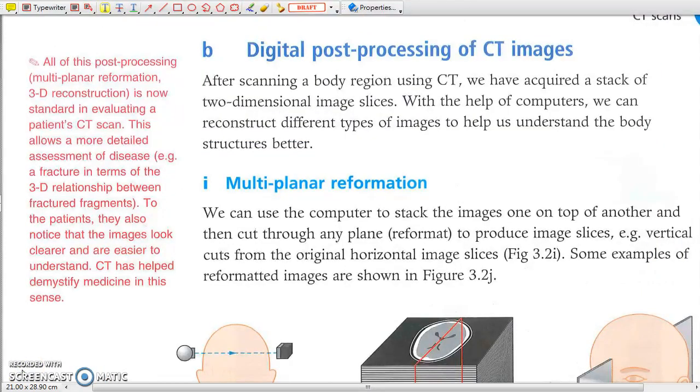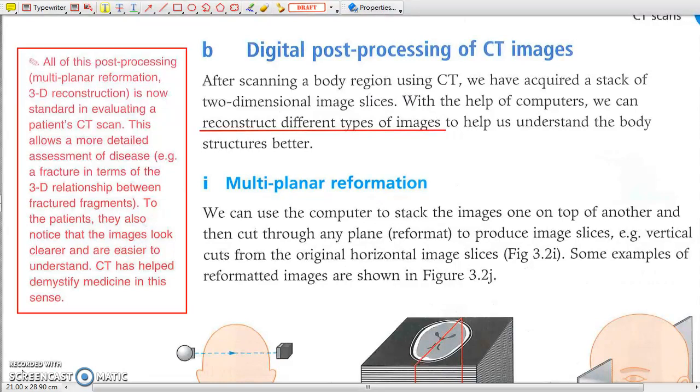B. Digital post-processing of CT images. When the final 3D model is generated from attenuation profiles, the doctors may then manage the 3D model. 1. Multiplanar reformation. To facilitate medical diagnosis, tomographs may be used to create cross-sectional images in any direction, which is called reformat.